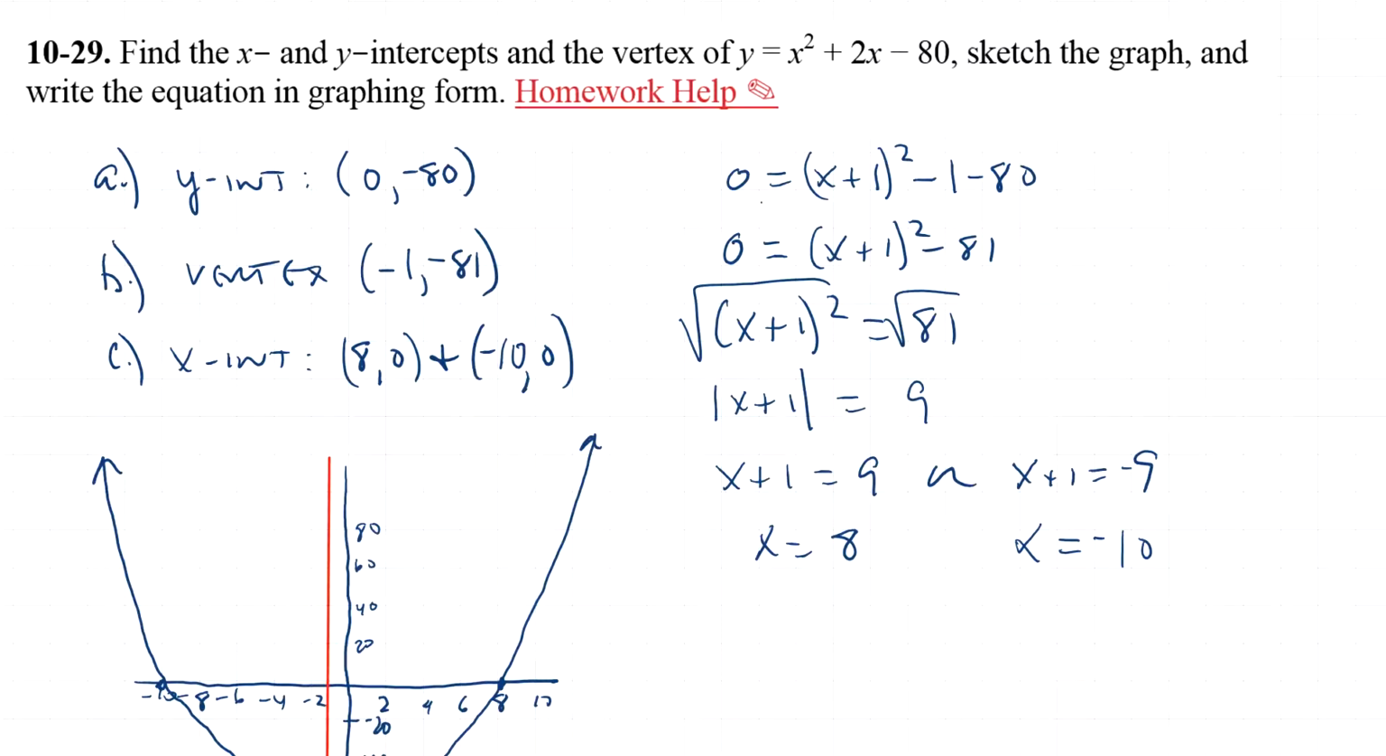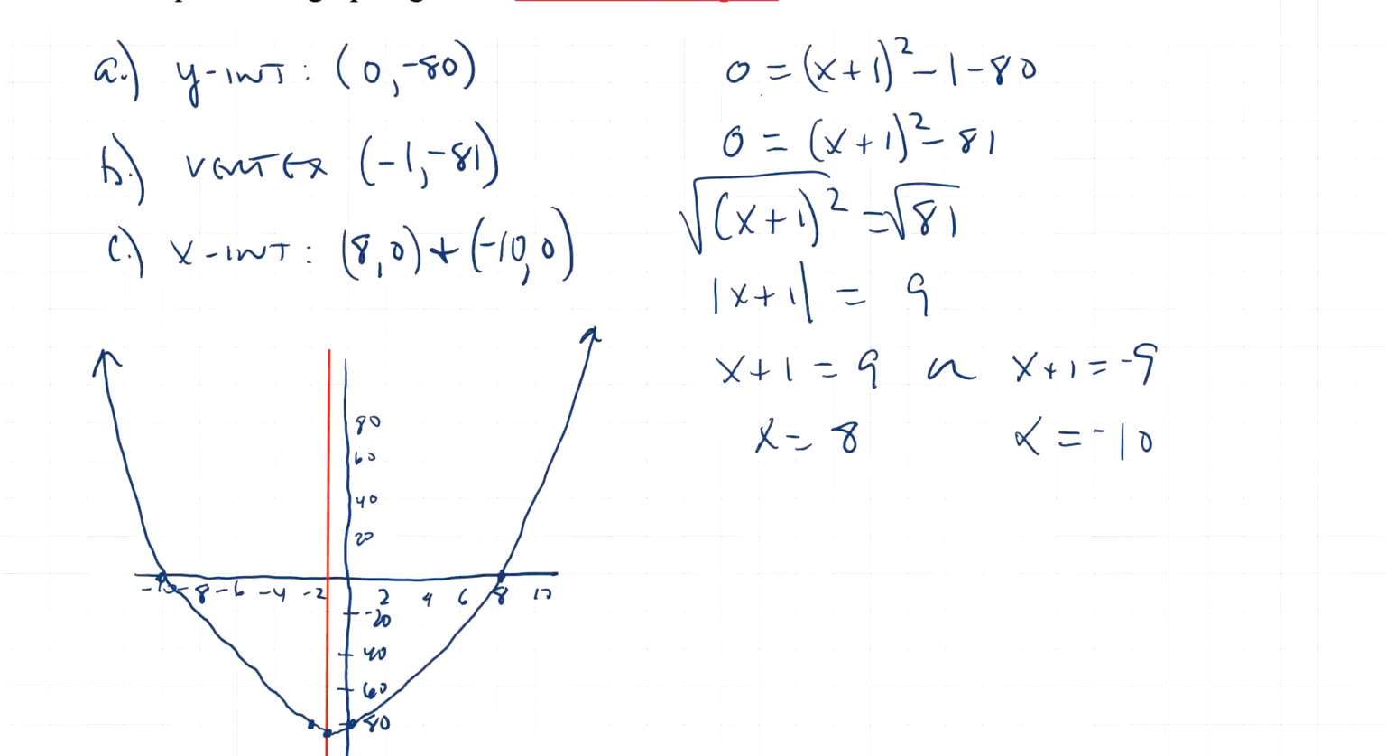1029, find the x and the y-intercepts and the vertex of y equals x squared plus 2x minus 80, and sketch the graph and write the equation in graphing form. Alright, so I kind of did some things initially, finding the y-intercept. When we're in standard form, the negative 80, that's the y-intercept. And I graphed that point already down here, 0, negative 80.